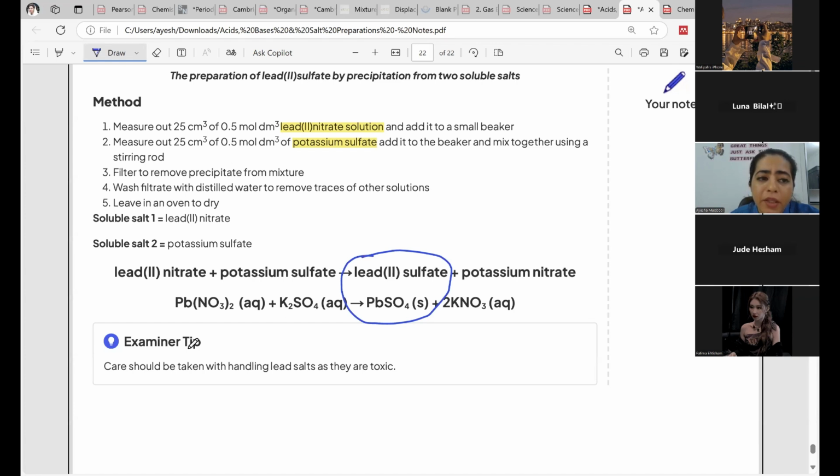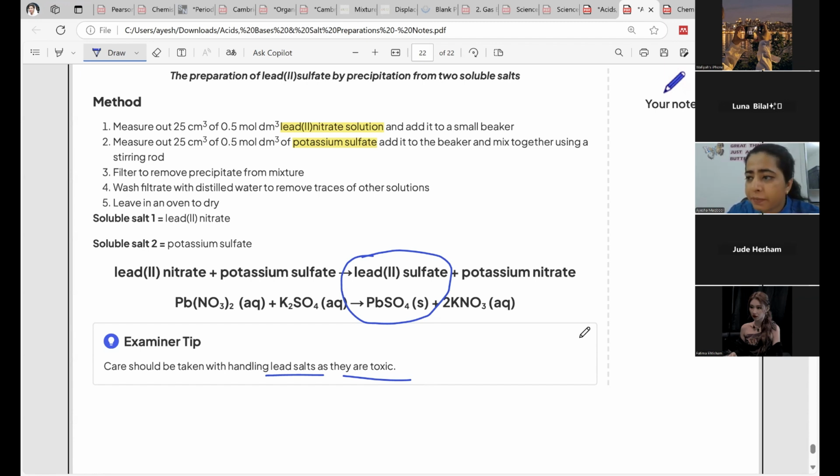So in case of the care, what we have to do, you can add this point for this reaction, that handle all the salts very carefully, especially the lead salt, because lead salts are toxic. So we are using the lead nitrate and we are getting the lead sulfate as well. So they are toxic. When we are performing the experiment, we have to be very careful so that there are no splashes or something. So that's how the method will be done.